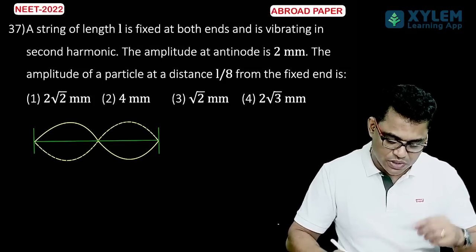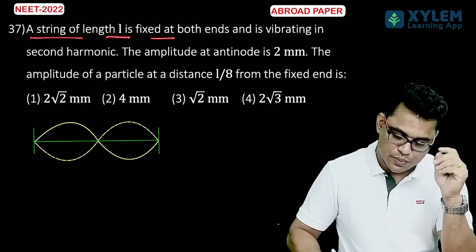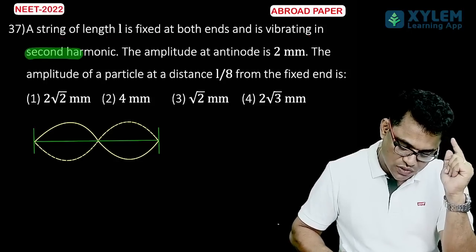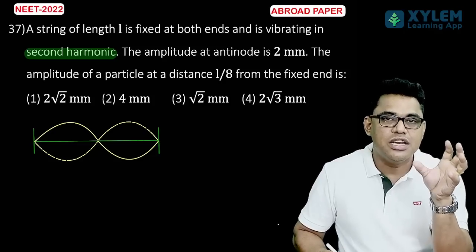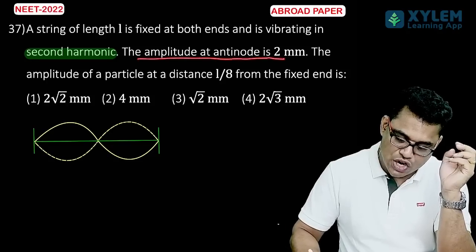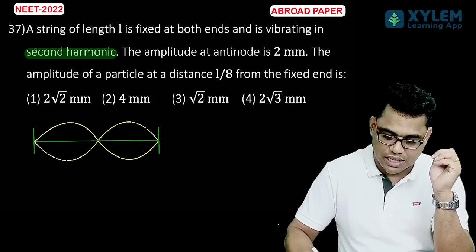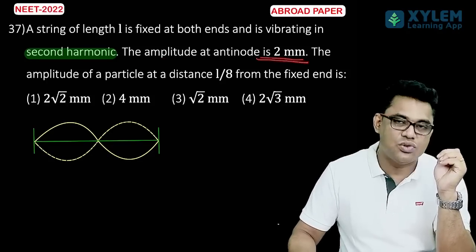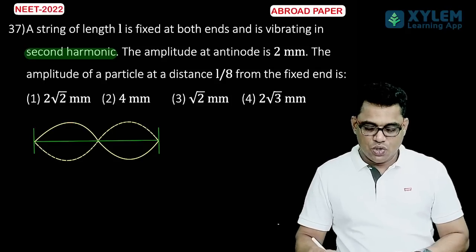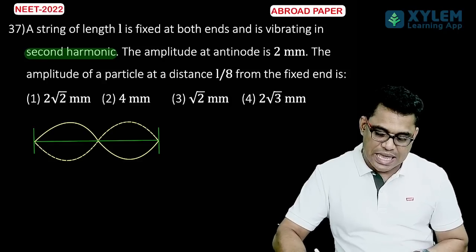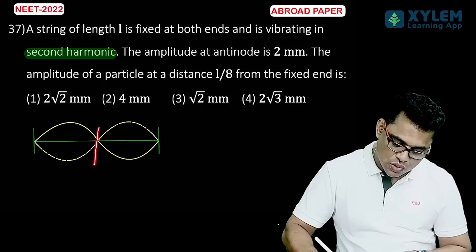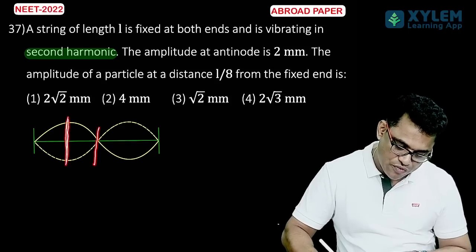That is 37th question. A string of length L is fixed at both ends and it is vibrating in second harmonic. Take care of that. It is vibrating in second harmonic, means it produces 2 loops. The amplitude of antinode is 2 millimeter. That means this amplitude is 2 millimeter. The amplitude of a particle at a distance L by 8 from a fixed end is? You know, this is L by 2, this is L by 4. Antinode means L by 4.